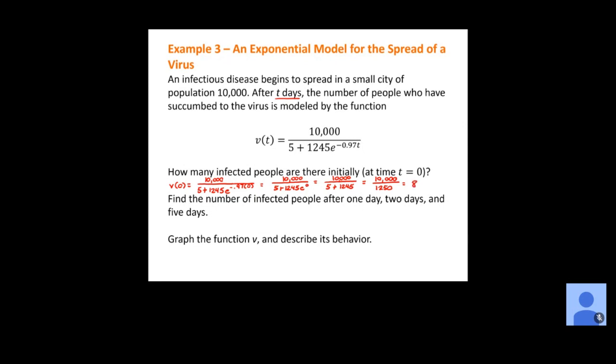Good. Okay, now, always think about your units on a real-world problem like this. Okay, so that's 8 what? People. Good. This is the number of people infected. So we have 8 people. Any questions on how we did that one?